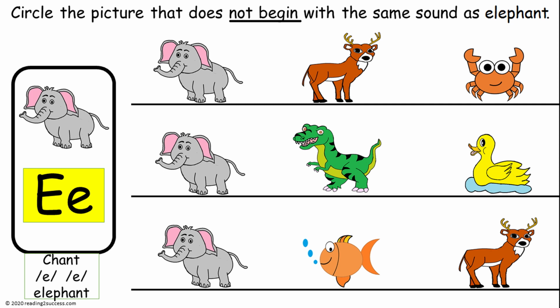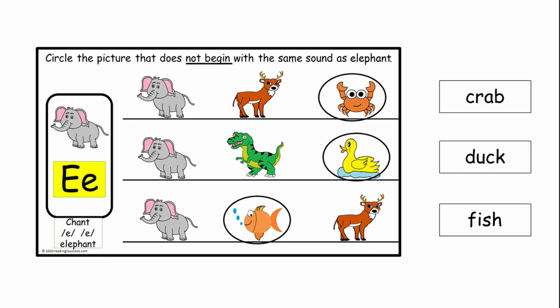And duck. In our third row, we have a fish and an elk. So remember, we want the ones that do not begin like elephant. So let's just do our first row. Elk begins like elephant. Crab does not. So we are going to circle crab. The correct answers for the different beginning sound pictures are crab, duck, and fish.